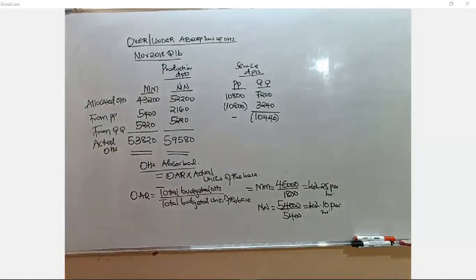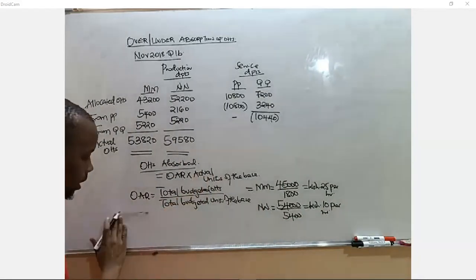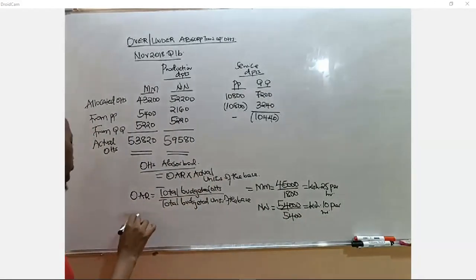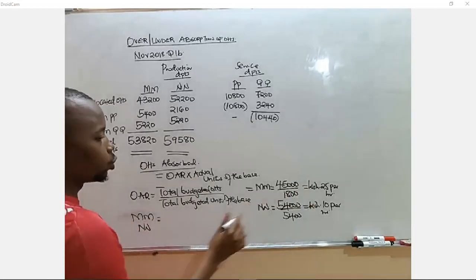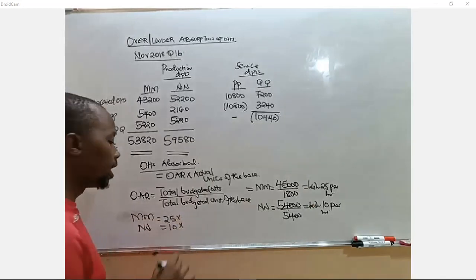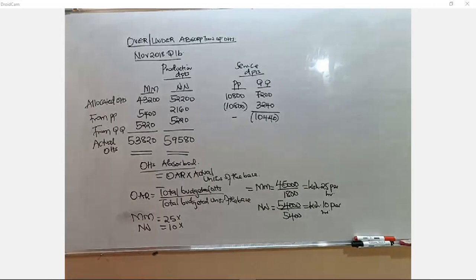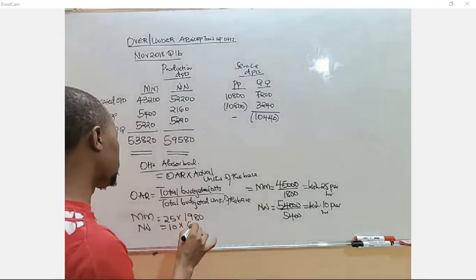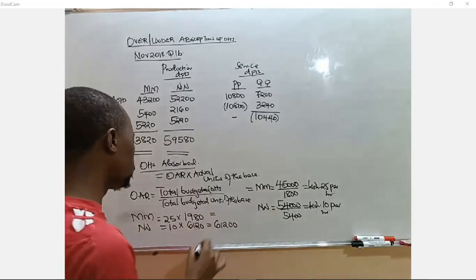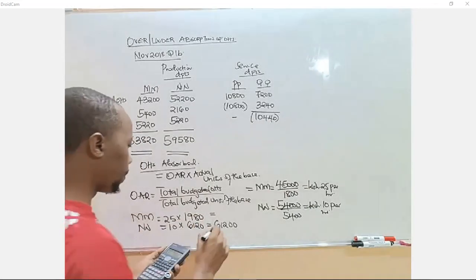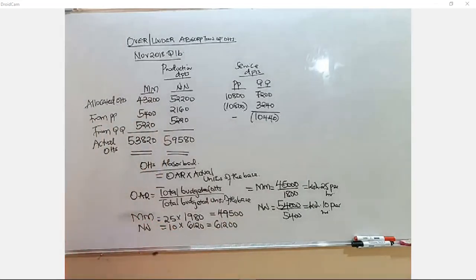Now, having got that, look at additional information 3. During the month of August 2018, the actual activity levels and the cost were as follows. The examiner has given the actual hours. To get the overhead absorbed for MM and NN, per hour is 25 for MM and 10 for the other. The actual hours given are 1,980 for MM and 6,120 for NN. 25 times 1,980 gives 49,500, and 10 times 6,120 is 61,200.